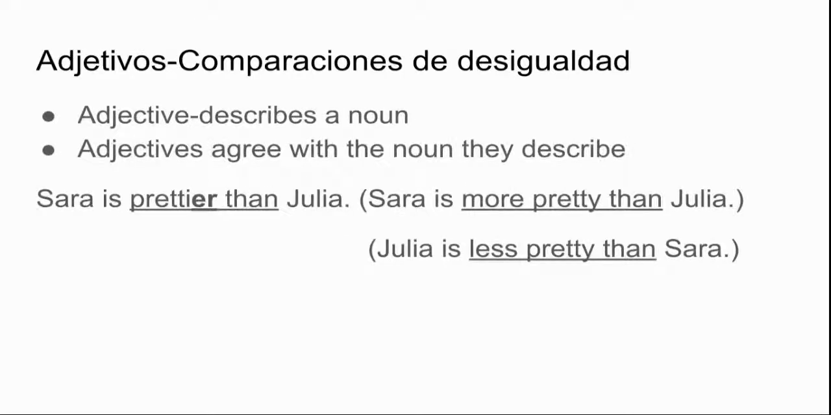So first of all, let's talk about what an adjective is. An adjective is a word that describes a noun. And remember that in Spanish, adjectives agree with the noun they describe. So our first example for adjectives was Sara is prettier than Julia. In English, we use an ER and then a than, but in Spanish, we don't have an ER. We're actually going to put in a more. So you'll have to think of Sara is more pretty than Julia. Now, to say the same thing, we could also switch it around and say Julia is less pretty than Sarah.